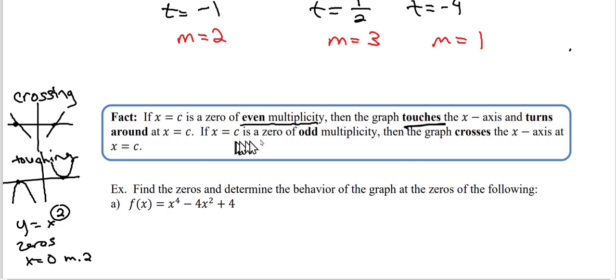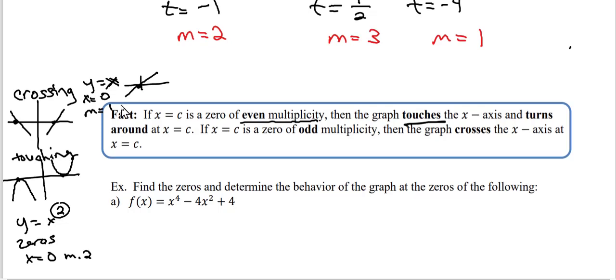If x equals 3 is a zero of odd multiplicity, then it crosses. So you're going to have one of these two pictures in this top picture here. Either it comes down and crosses or increases and crosses. That's with odd multiplicity. In that case, you can think of y equals x, that line that goes like this. It has multiplicity of 1 at x equals 0, so it crosses through the axis there. That would be true for any line.